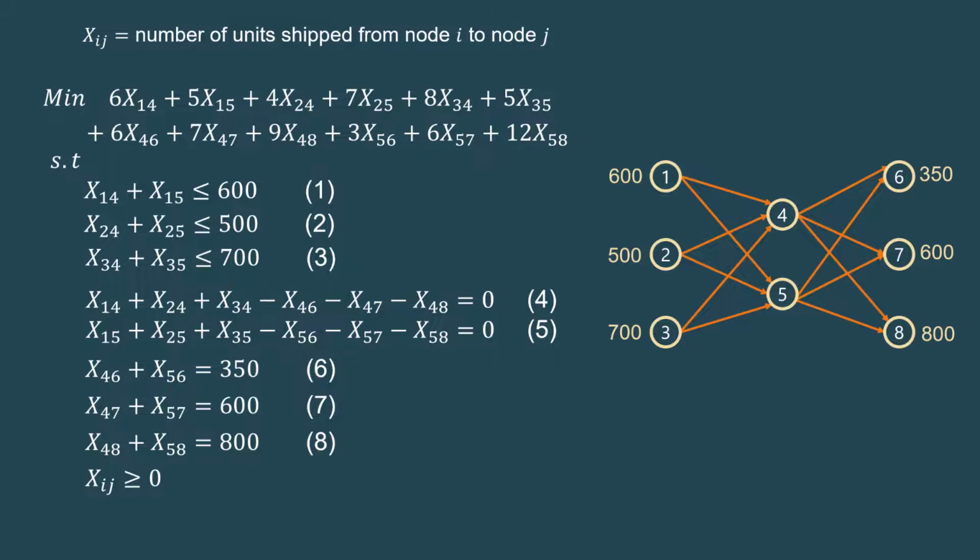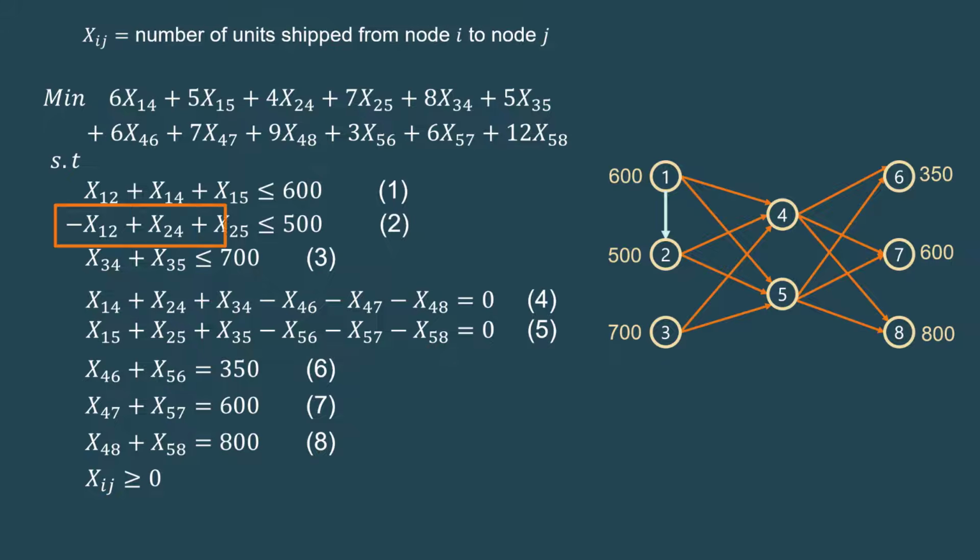Back to the original model. Suppose instead that plant 1 can ship to plant 2. Then we add x12 to the left side of constraint 1 to account for the additional outgoing route. But for constraint 2, we add x12 to the right side since the amount shipped from plant 1 will be added to the already existing 500 units at node 2. Rewriting constraint 2, we see that x12 has a negative sign, while others are positive, as indicated by the direction of the arcs touching node 2.